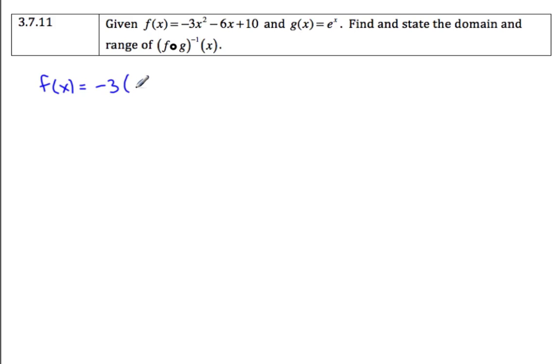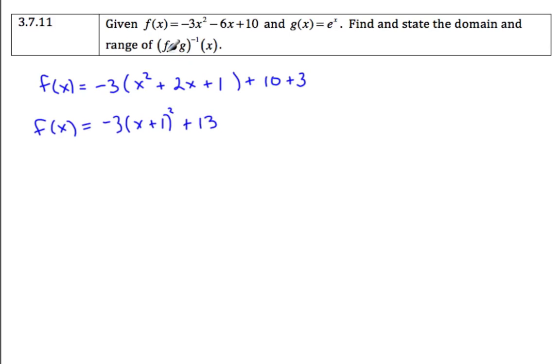I'm going to factor out a negative 3. So that'll be x squared plus 2x. Make some room here so I can complete the square, and then just plus 10. So take half of 2, which is 1, and square it. So that's 1. So here's our square. And then I just subtracted 3 from the function, so I need to add 3 as well. So this means f of x is now negative 3 times (x plus 1) squared plus 13.